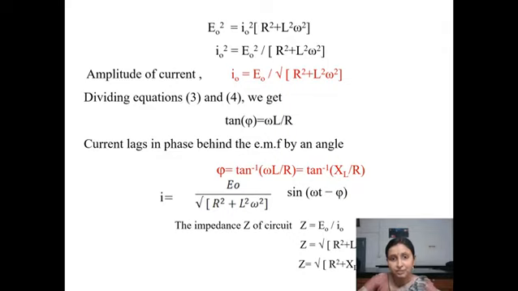Here I naught is equal to E naught by Z, where Z is equal to root of R square plus L square omega square. L omega is nothing but XL. So Z is equal to root of R square plus L square omega square.